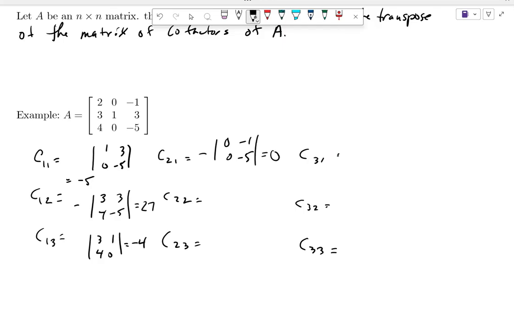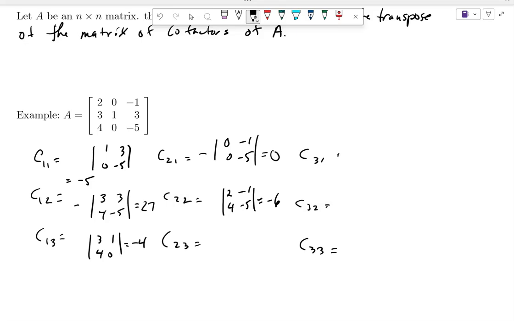2, 2. 2, negative 1, 4, negative 5. Positive or negative out in front? It's positive. They're going to alternate, right? You get negative 6. I hope I did my arithmetic right.